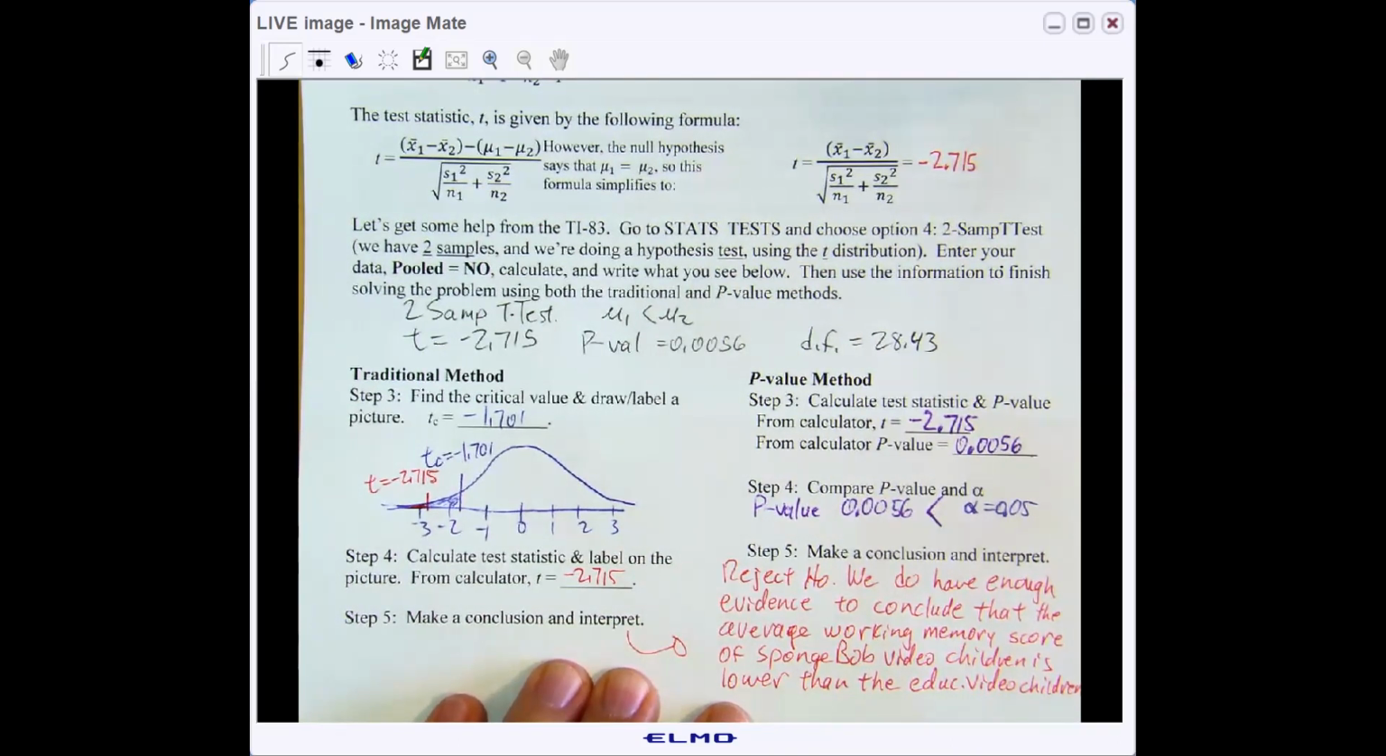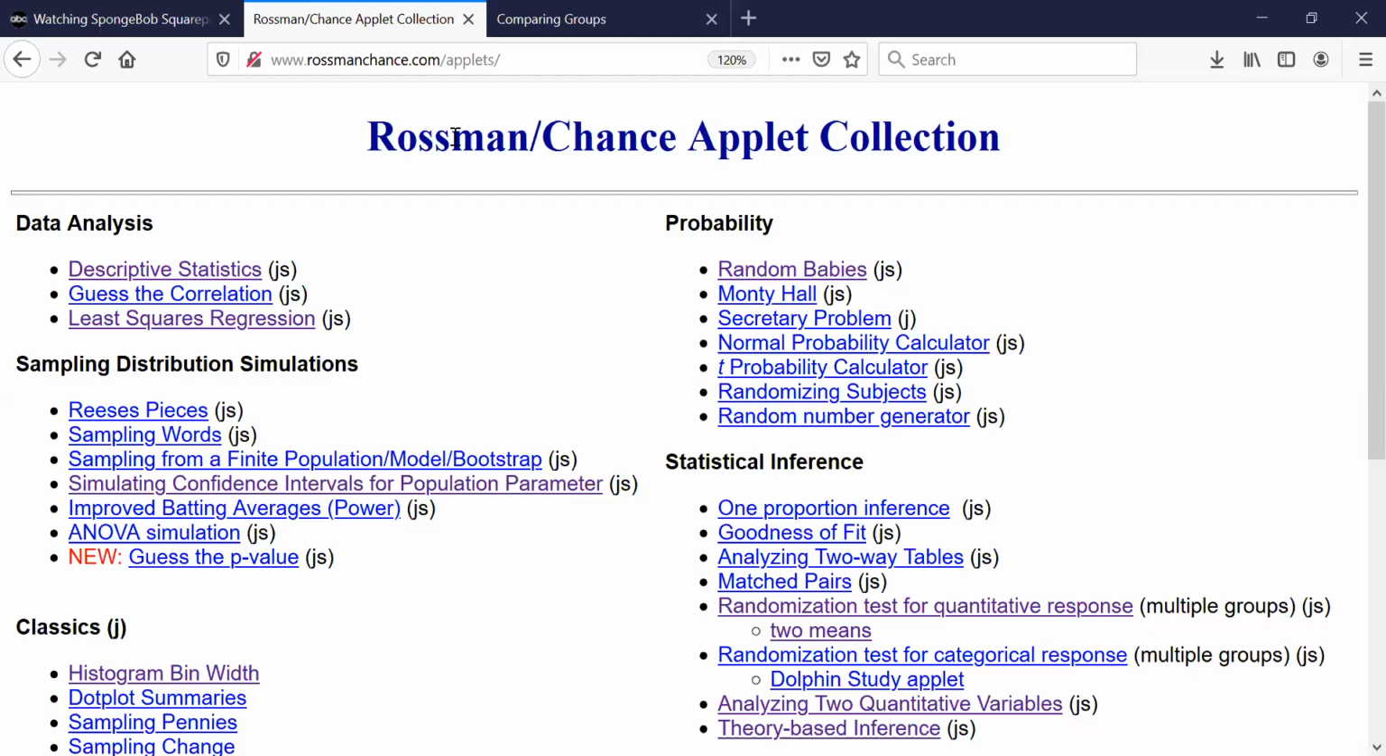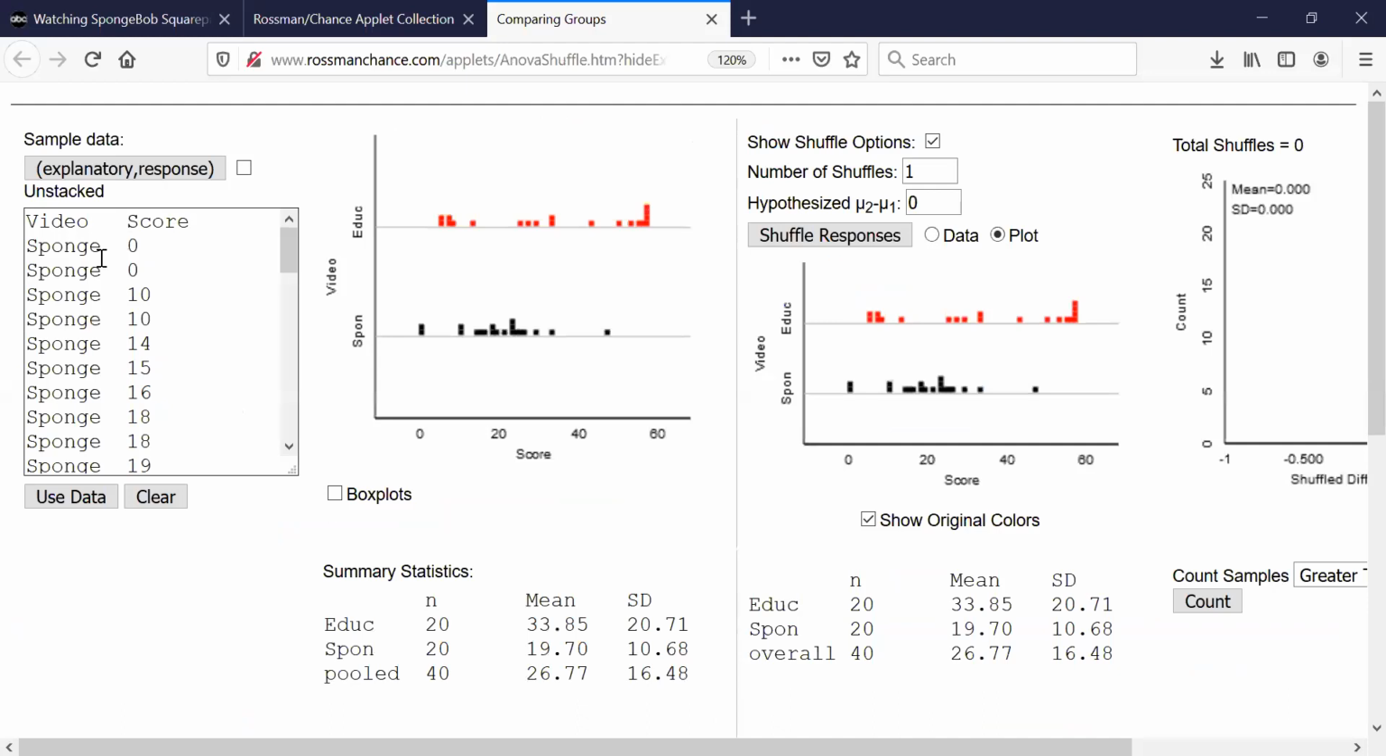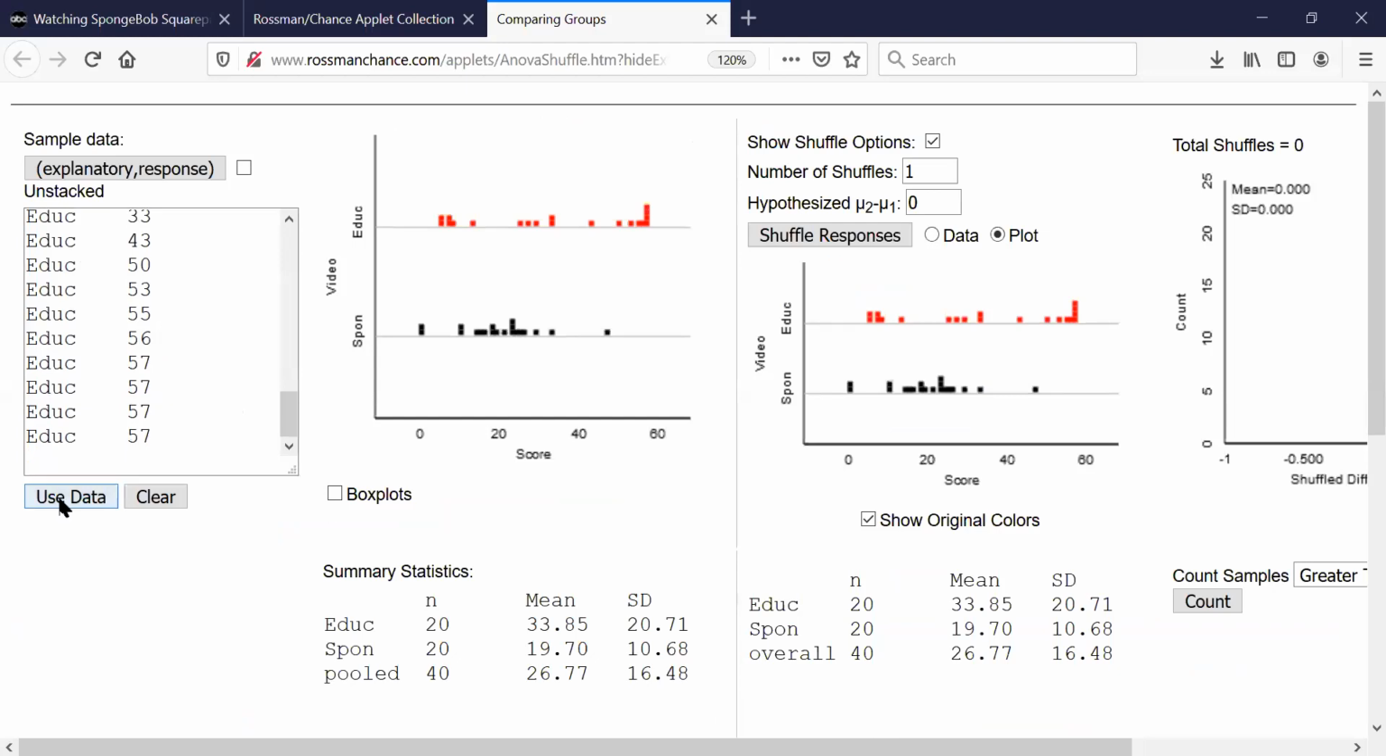Now, I found an applet collection online. It's called the Rossman Chance Applet Collection. Let me pull that one up. Okay. So it looks like this at rossmanchance.com/applets. And if I click on the link here that says randomization for 2 quantitative responses, two means, we get this, and I've gone ahead and put in the SpongeBob and educational video data here, and I clicked use the data, and it created a graph for me.